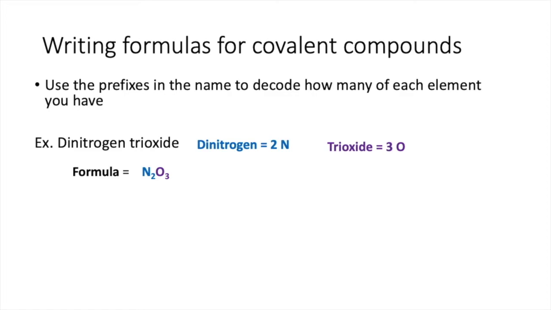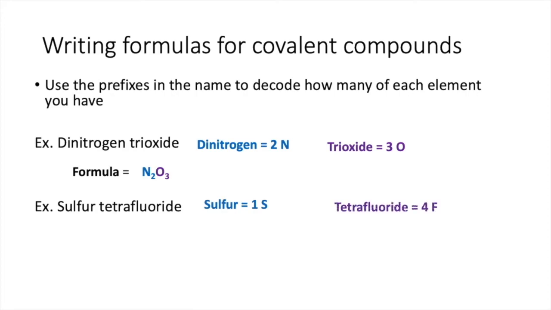Notice that we have 2 nitrogens, so that 2 goes right with the nitrogen there. Don't do anything fancy like swapping those numbers or anything like that. It's just N2O3. Next one's sulfur tetrafluoride. So you're going to say, okay, sulfur is S, and there's 1 of them. Fluoride is fluorine, which is F, and there's 4 of them. So 1 S, 4 Fs just becomes SF4. Okay, easy peasy.